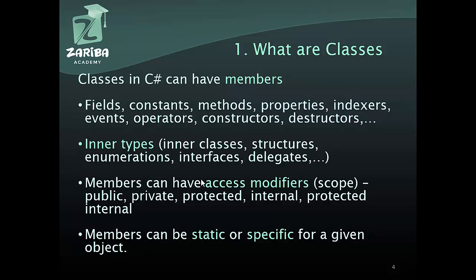Okay, members can have access modifiers which define the scope of your members. These can be public, private, protected, internal, or protected internal. And we'll see what all of those are in one of the next slides. So members can also be static or specific for a given object.